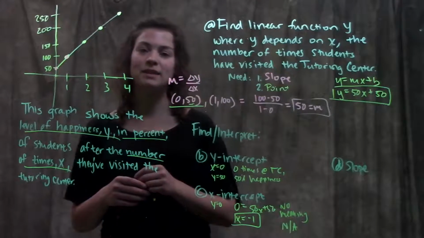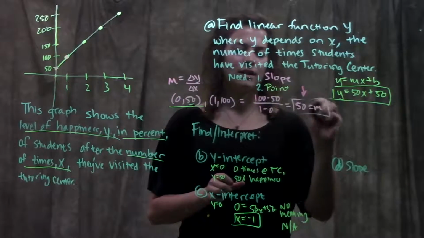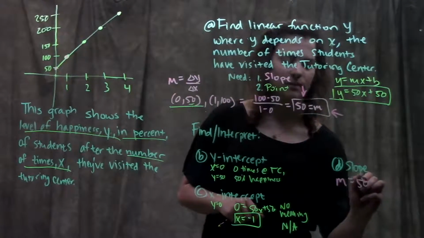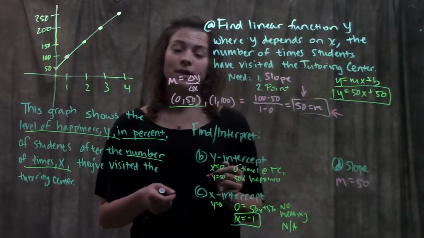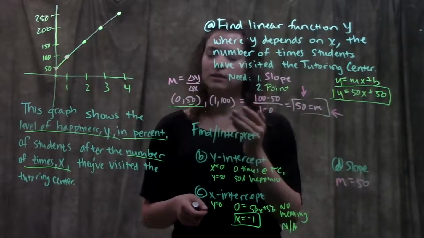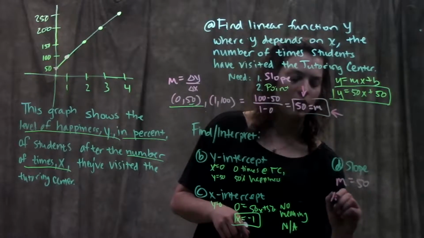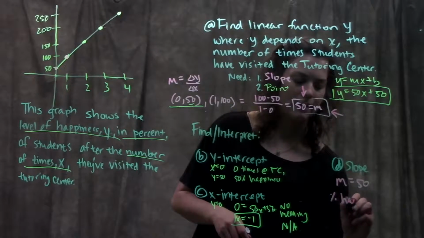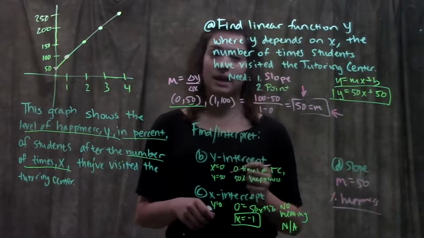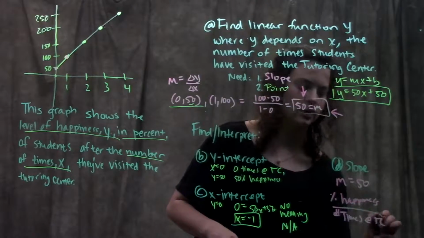All right, moving on to part D, finding and interpreting the slope. Conveniently, we already found that here in part A. So we know that the value of the slope is 50, but what does that actually mean in terms of our variables? Well, we go to what the slope formula is, and it's the difference in the y's, or remember what y represents is the level of happiness. So it's the change in percent happiness over what x equals, the number of times at tutoring center.